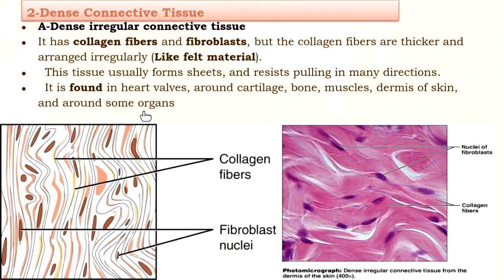This is the photomicrograph, again showing the irregular arrangement of collagen fibers, and the blue appearing are the fibroblast cells. This is the pictorial presentation of dense irregular connective tissue. This is the photomicrograph of dense irregular connective tissue. Next is dense regular connective tissue.